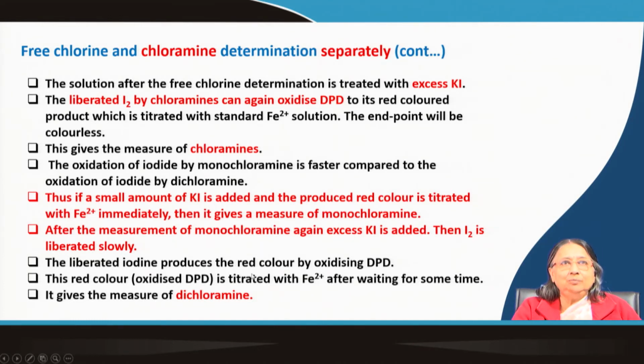The liberated iodine produces red color by oxidizing DPD. This red color oxidized DPD is titrated with iron 2 plus, it is same, but this time it is dichloramine you are getting.